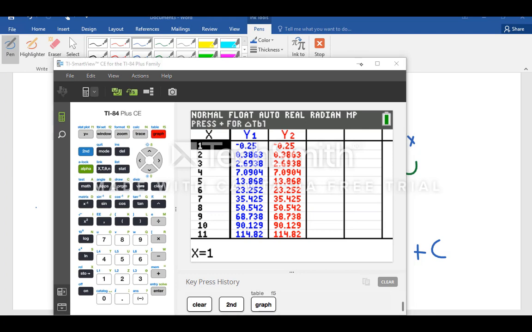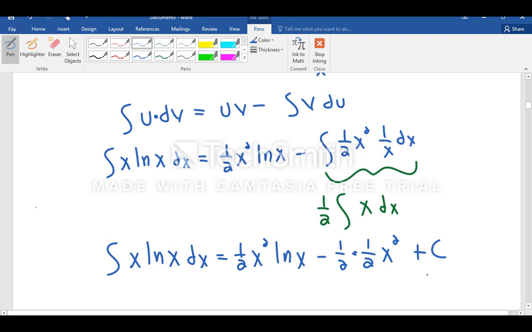And then again, obviously, I could come back to my answer down here and take the derivative of the right-hand side, and that should take me back to my integrand. So I could check analytically, or I could check graphically.